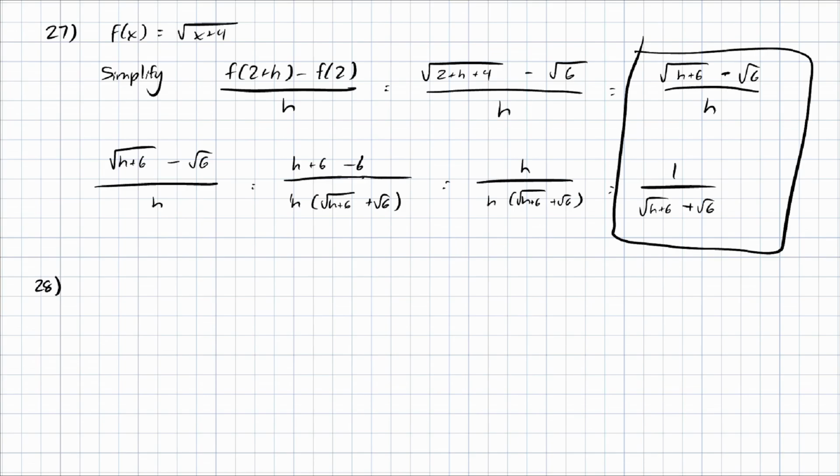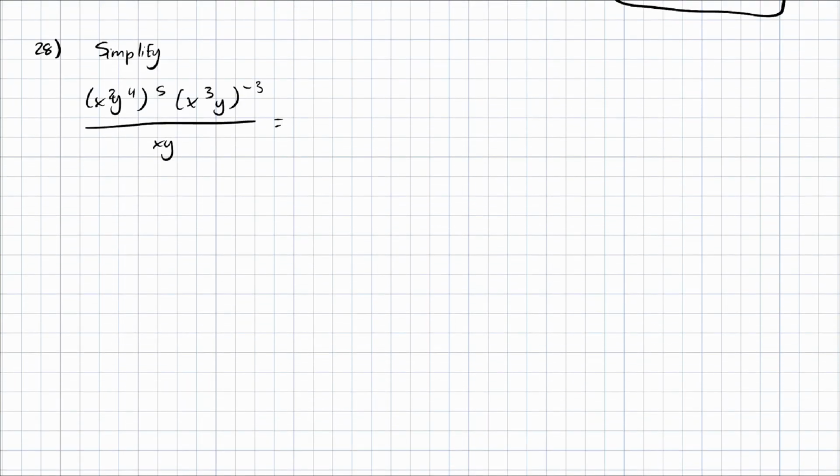Simplify: x squared times y to the 4th, all of that to the power of 5, times x to the negative 3, x cubed y times y, all that to the power negative 3, over x y. Let us distribute our exponents first. So x to the 10th, y to the 20th, times x to the negative 9, y to the negative 3, over xy.